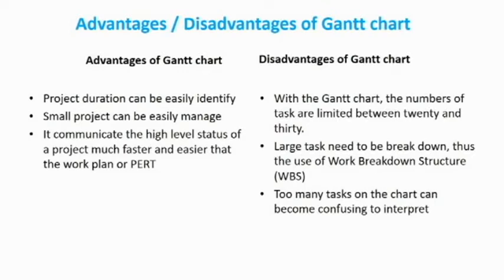Disadvantages of Gantt chart. With the Gantt chart, the number of tasks are limited between 20 and 30. 2. Large tasks need to be broken down. Thus, the use of work breakdown structure. 3. Too many tasks on the Gantt chart can become confusing to interpret.